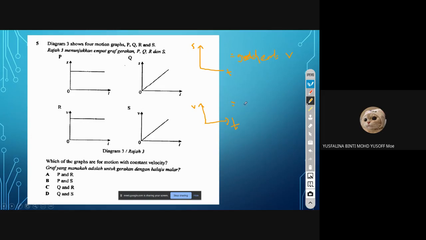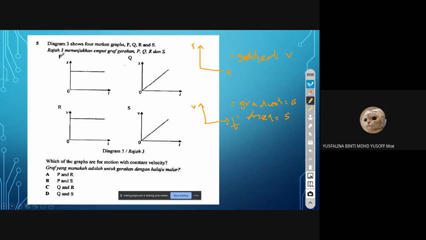But for the velocity against time graph, there are 2 pieces of info you can get. The first one, the gradient, we already discussed before. The gradient is A, acceleration. The area under the graph is displacement. So try to use this info to answer this question.